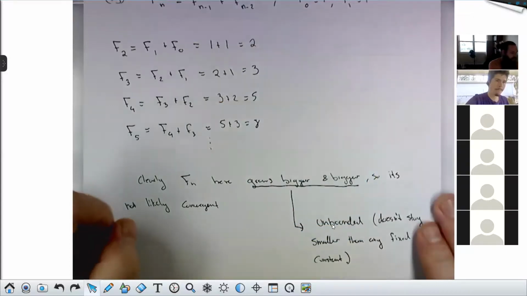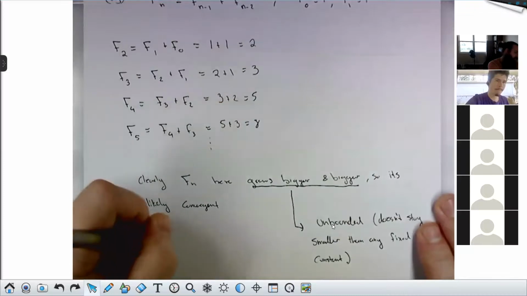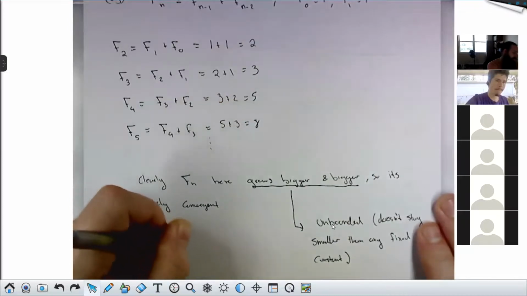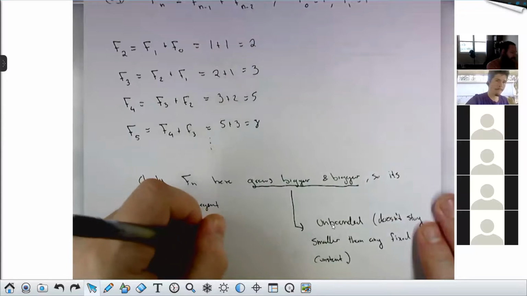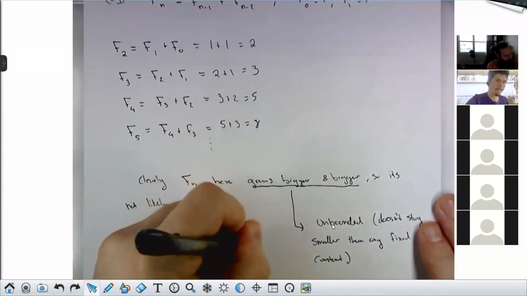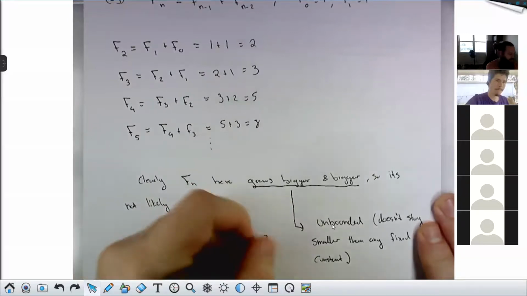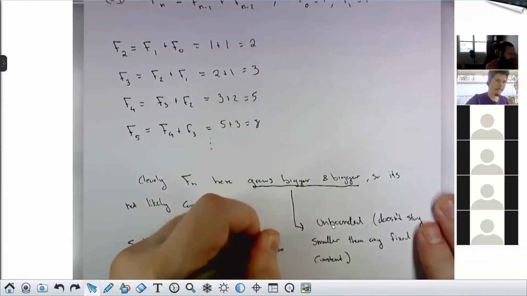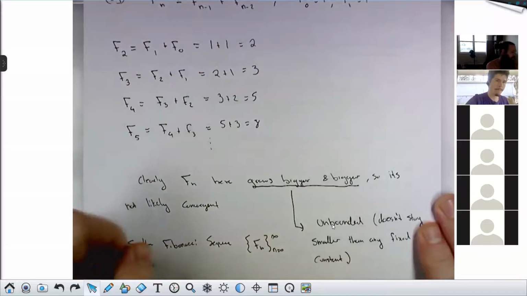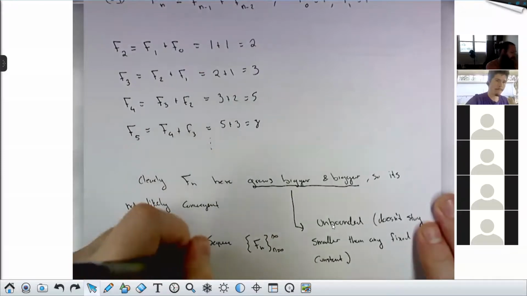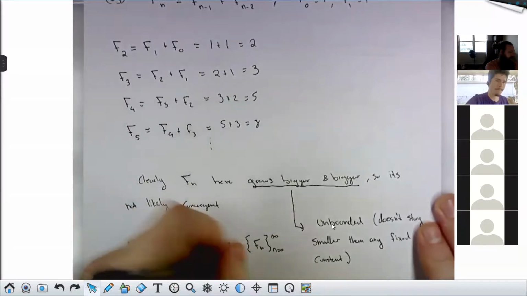So the Fibonacci sequence, and if we want to refer to it as a singular thing, remember we put it in braces like these, n equals 0 to infinity, is unbounded and thus divergent.